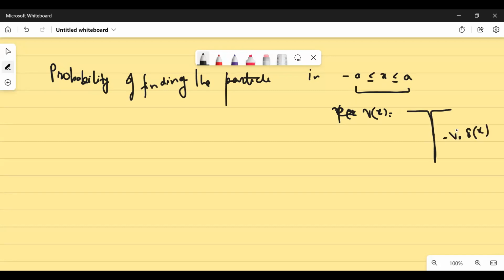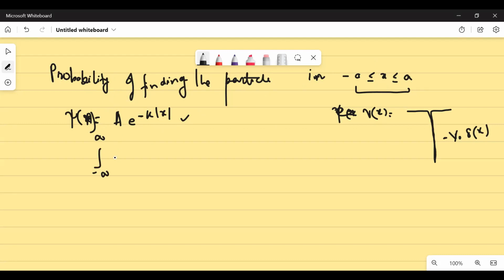So we came to a point, and I told you that the wave function corresponding to a particle bound in such a potential is given by A e to the power minus k modulus of x. So before answering the question of what will be the probability of finding the particle in the range minus a to a, we must first normalize this wave function and find the normalization constant A.